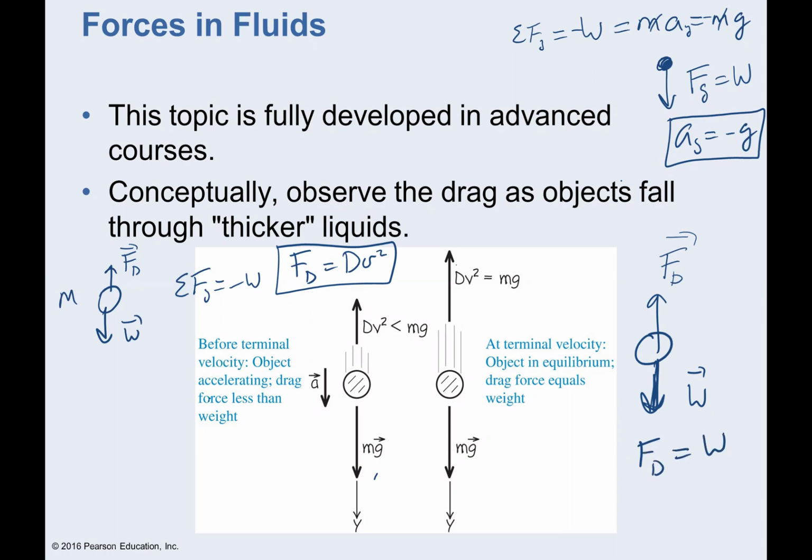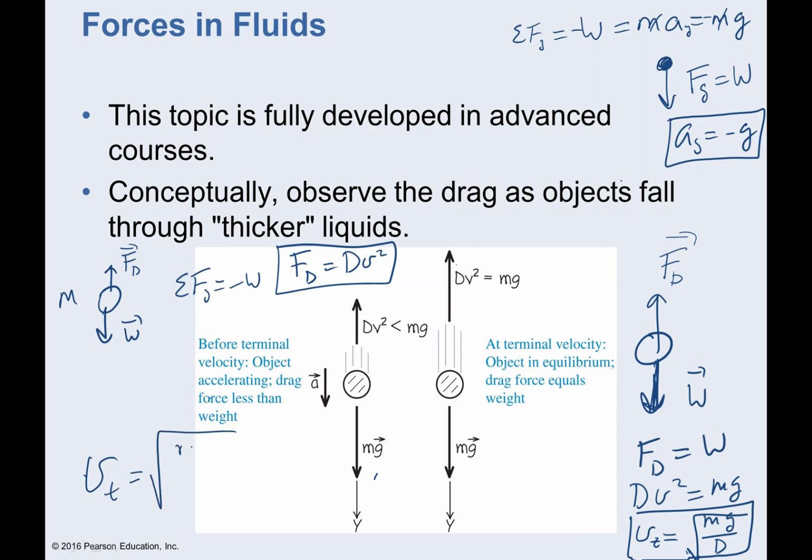It cannot be greater than your weight, because you've never seen an object that was falling suddenly slow down, stop, and then start accelerating upward. It never happens. That means the maximum drag force can be is equal to your weight. So D v squared equals mg. And you can see from here that v equals the square root of mg over D. So this velocity is known as the terminal velocity. That means terminal velocity, v_t, equals the square root of your weight divided by this drag coefficient.